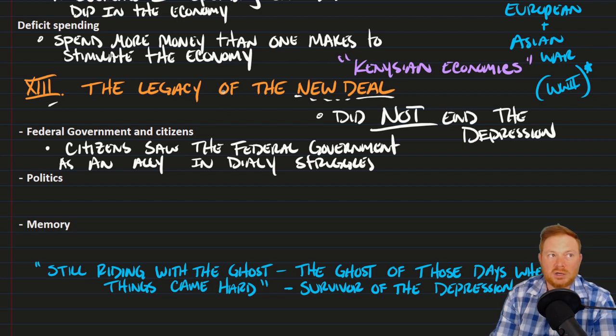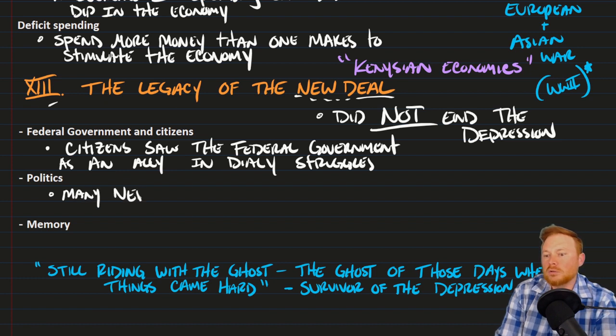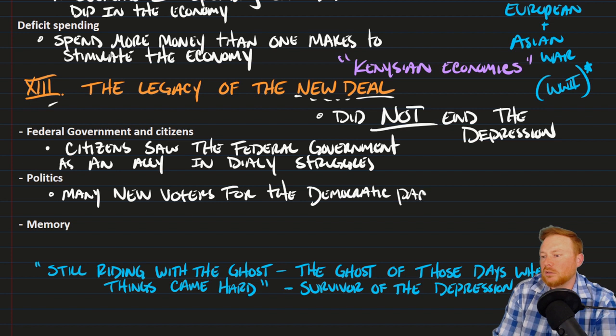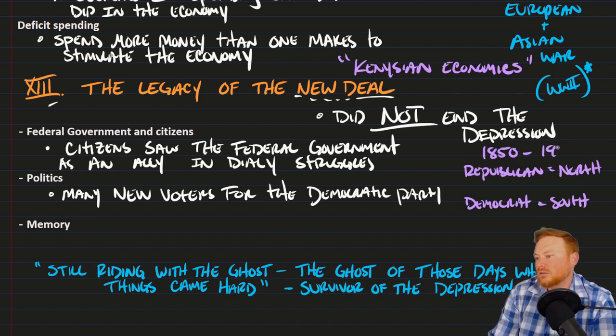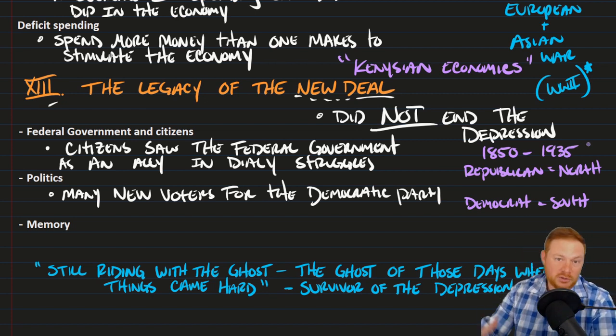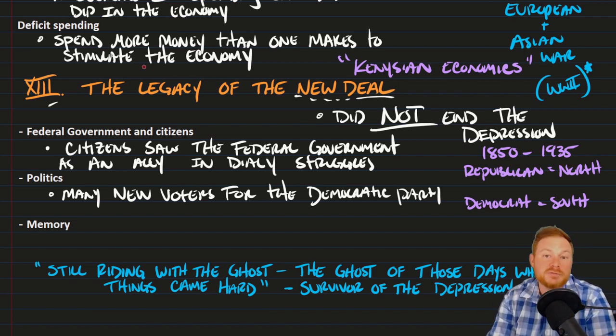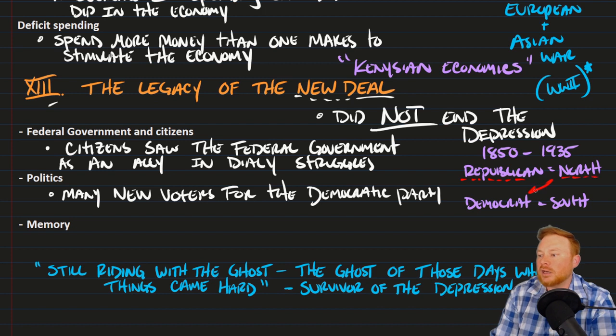Another legacy of the New Deal, which maybe is not as important, but certainly worth mentioning, is that it did shift politics. Many, we'll say, new voters for the Democratic Party. Ever since the Civil War, for the most part, the political parties had still been pretty sectional. I mean, there might be a couple of exceptions here and there, but the Republicans were for the North. This was from like 1850 until 1935. For the most part, Northerners always voted Republican, Southerners always voted Democrat, and Franklin Roosevelt changed that, right? A lot of people in the North began to cast their ballot for the Democrats. And so it kind of shifted the political landscape a little bit.